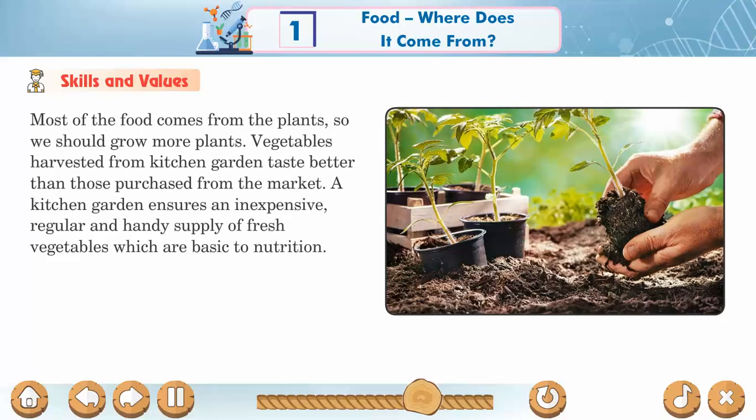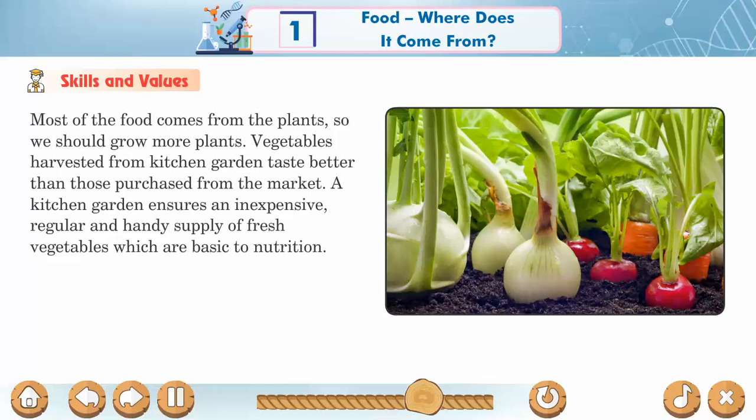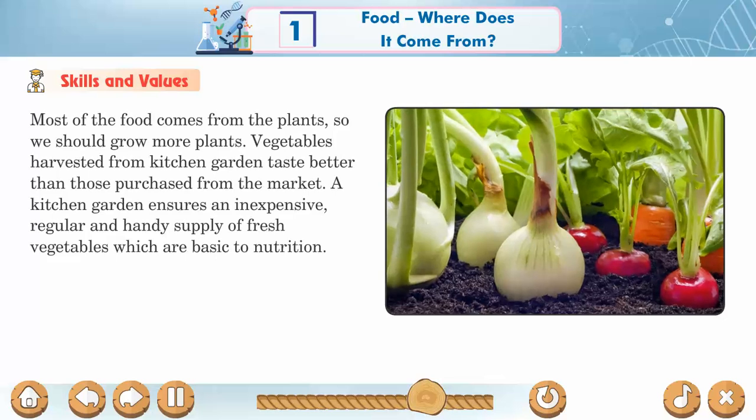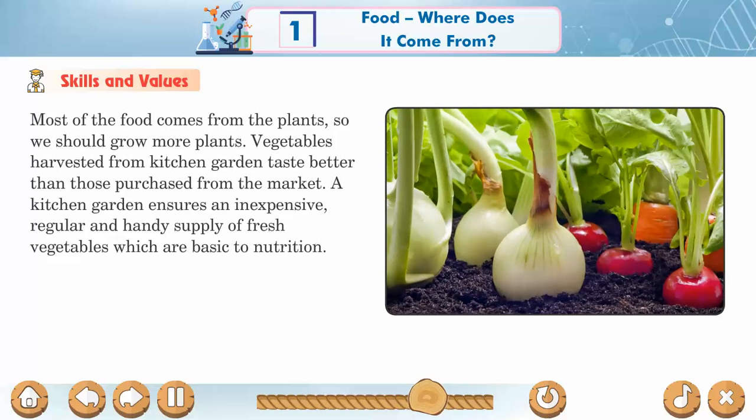Skills and values. Most of the food comes from plants, so we should grow more plants. Vegetables harvested from a kitchen garden taste better than those purchased from the market. A kitchen garden ensures an inexpensive, regular and handy supply of fresh vegetables which are basic to nutrition.